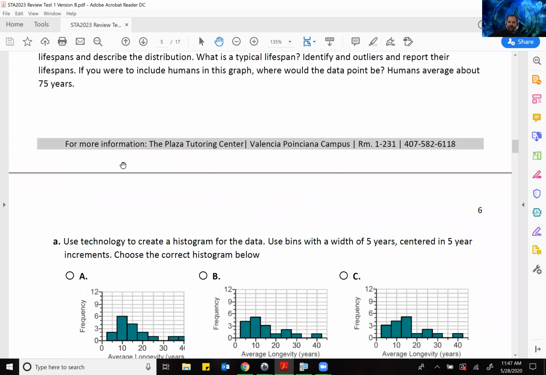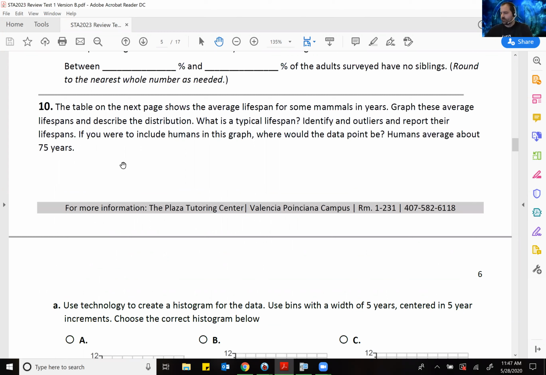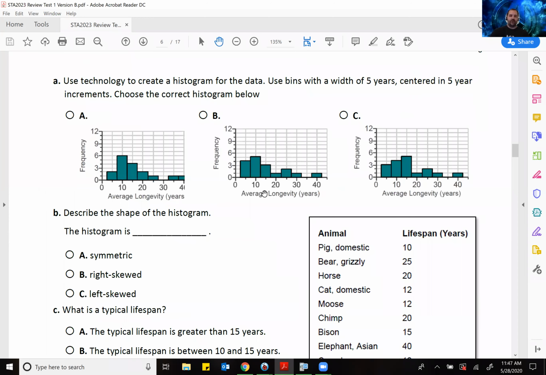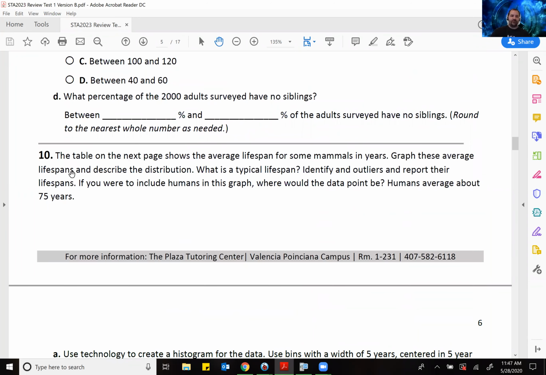All right. So number 10. Moving on. Number 10. It says that we have a table on the next page that shows the average lifespan for some mammals in years. All right, so here's our table. So we're definitely going to want to use StatCrunch on this. I can already tell. It says graph the average lifespans and describe the distribution. What is the typical lifespan? Identify outliers and report their lifespans. If you were to include humans in this graph, where would they be?